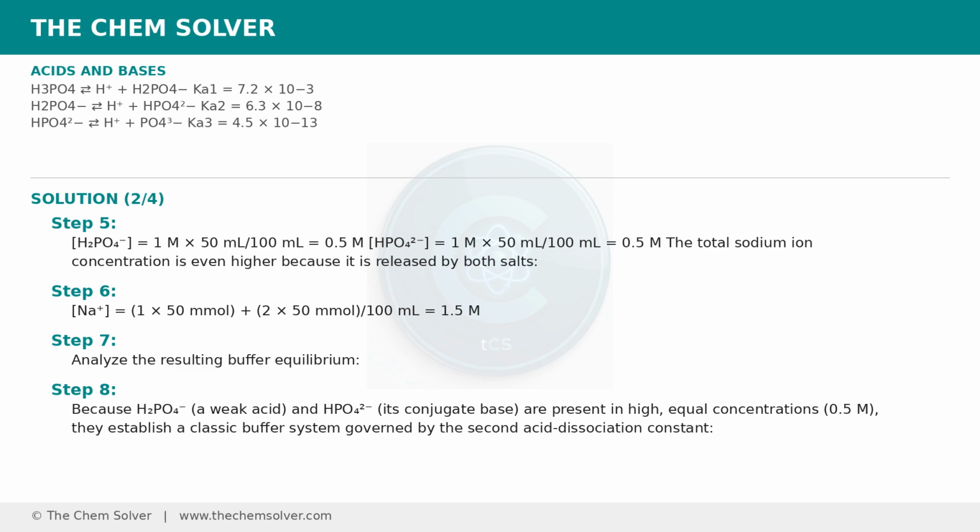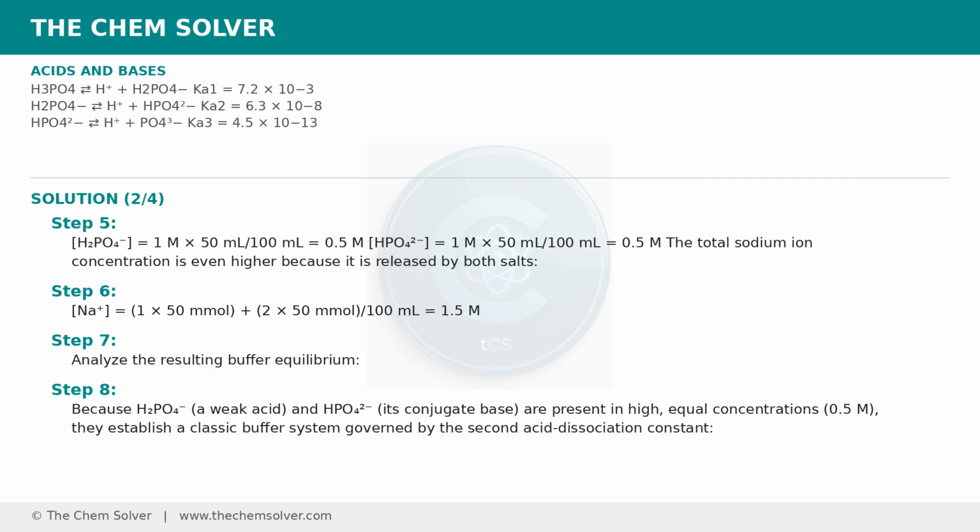The total sodium ion concentration is even higher because it is released by both salts. Na⁺ equals 1 times 50 mmol plus 2 times 50 mmol over 100 milliliters equals 1.5 molar. Analyze the resulting buffer equilibrium.